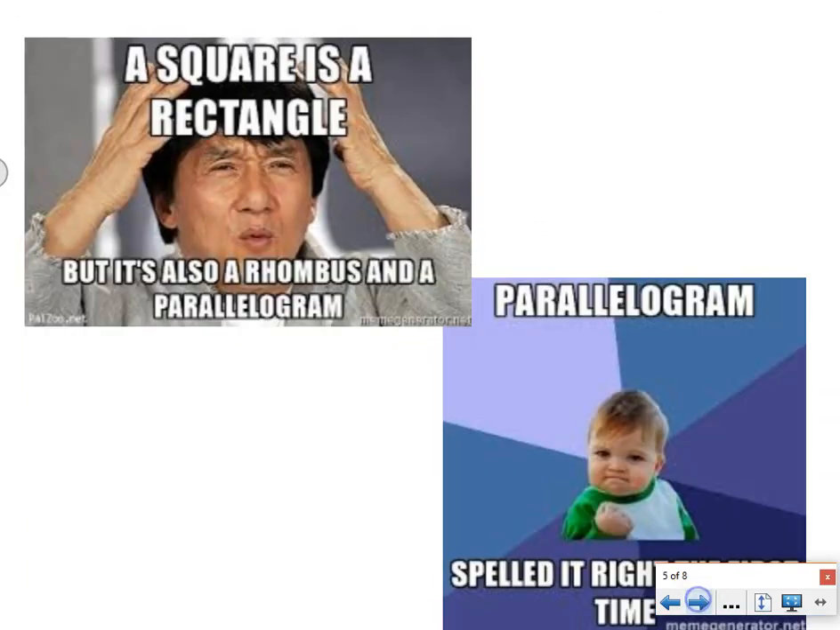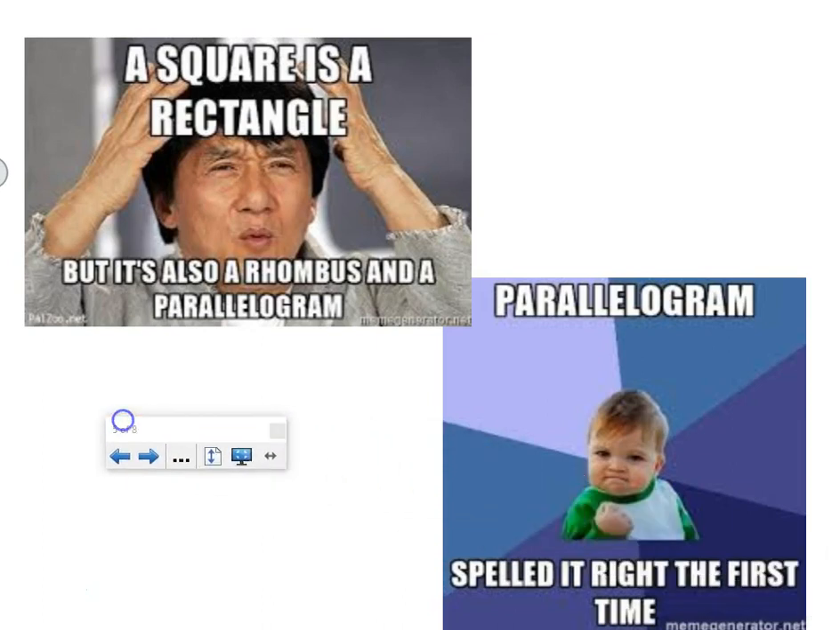All right, go ahead and flip your paper over to the back, and while you do that, you can enjoy some fun memes.